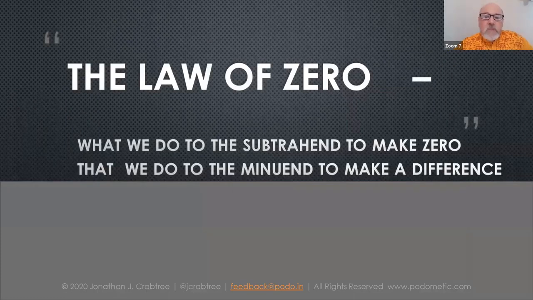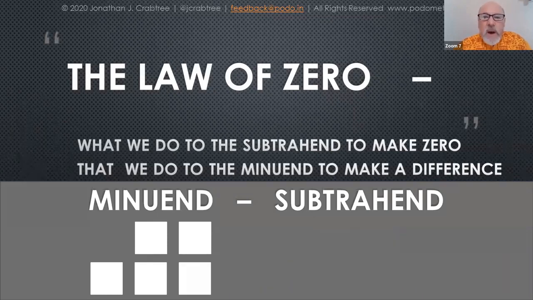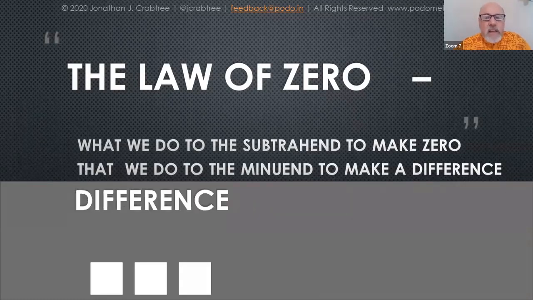So the law of 0 for subtraction: what we do to the subtrahend to make 0, we do to the minuend to make a difference. We've got a minuend, which is the first term in subtraction. And what we do to the subtrahend to make it 0, we do to the minuend. So what do we do to the subtrahend to make it 0? We take 2 away. So what do we do to the minuend? We take 2 away, and that's why we get the difference.